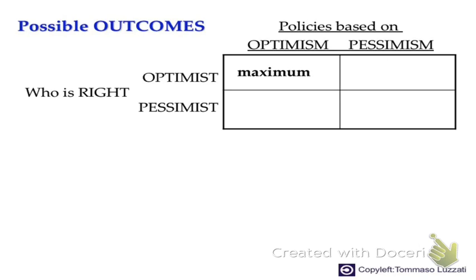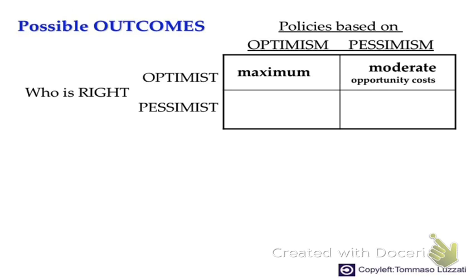The question is, what about policy based on pessimism? Active policies against climate change? The outcome is moderate. And the reason is because we lose some resources, some money to contrast climate change, and this is useless. Is it clear that we have a lower outcome?